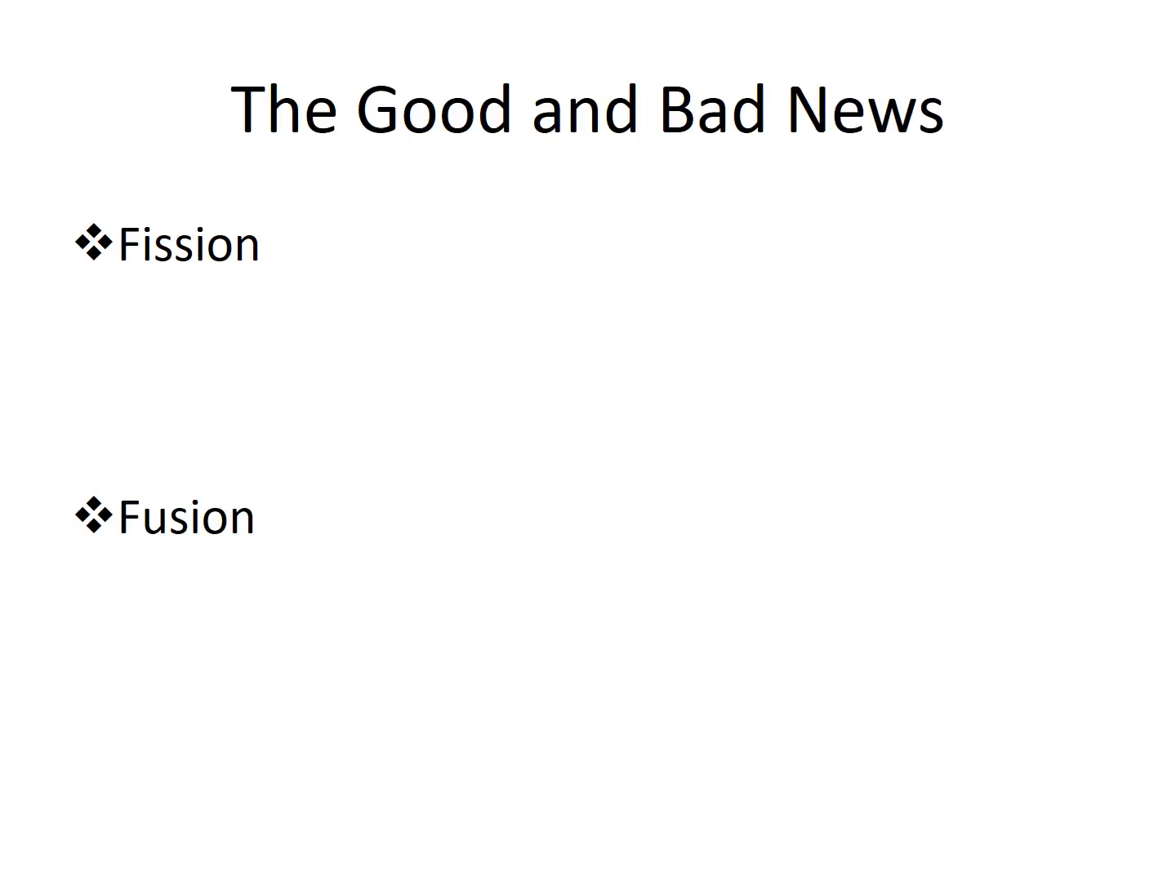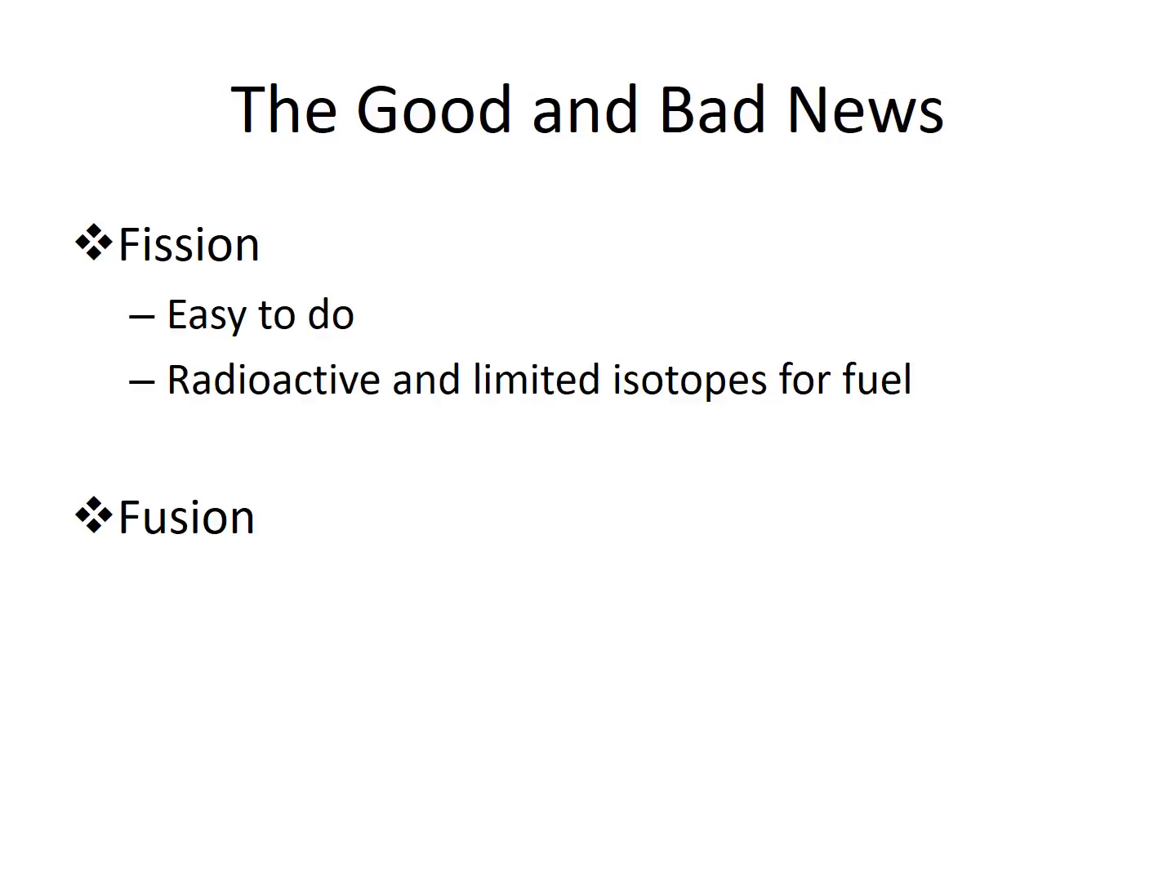Let's take a look at the good and the bad news for fission and fusion. Fission is easy to do. Doesn't take a whole lot of technology. We've learned how to do it in the last 80 years or so. It involves radioactive isotopes, so it does mean you have to have quite a bit of safety involved. If anything leaks into the environment, it would pollute the environment with radiation.